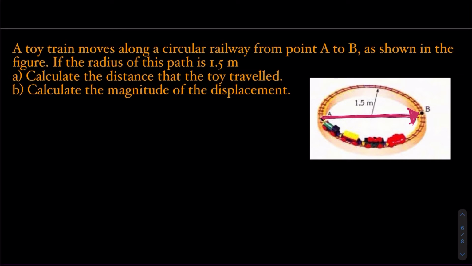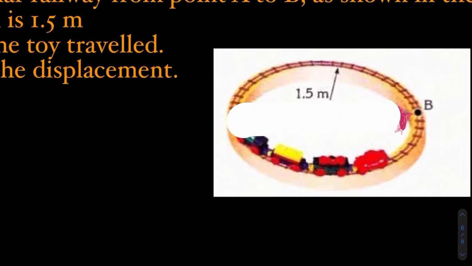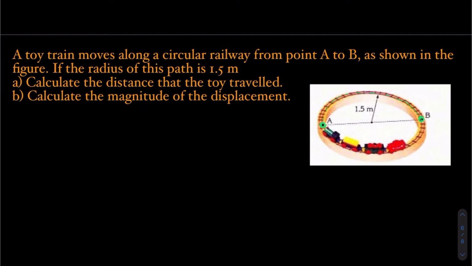A toy train moves along a circular railway from point A to B. So this is point A, and this is point B. It travels along this way. As shown in the figure, if the radius of this path is 1.5 meters, calculate the distance that the toy traveled. So if it travels from A to B, when it reaches B, what is the distance that this toy has traveled?